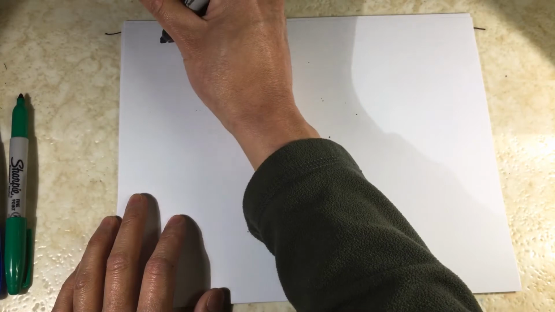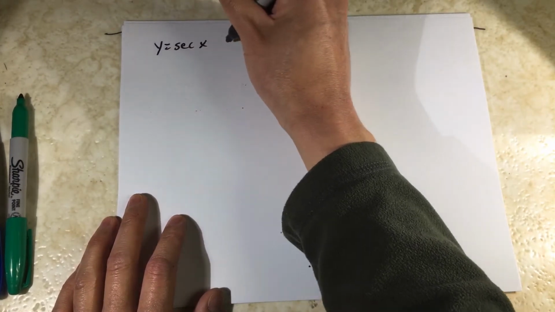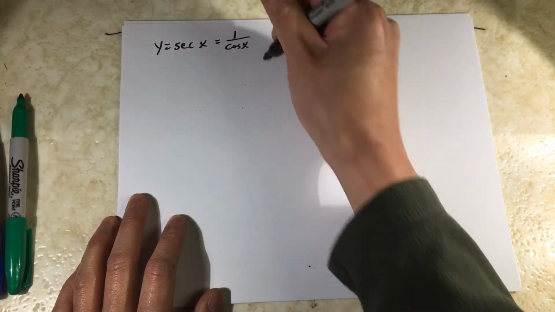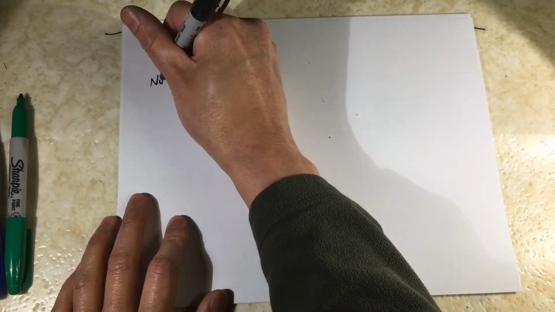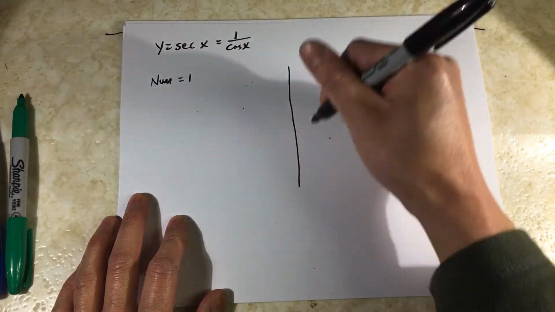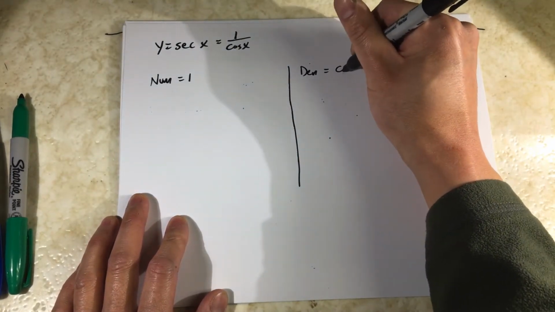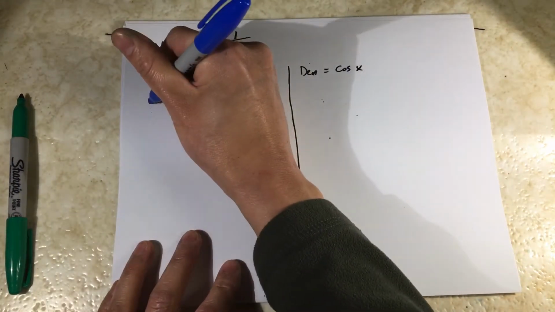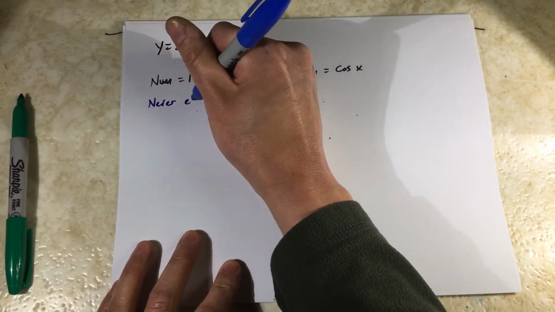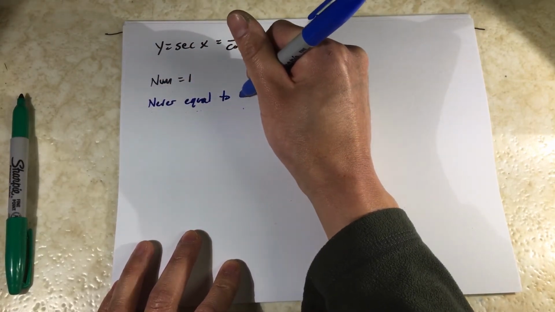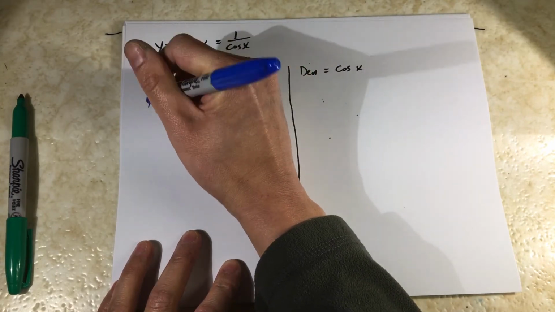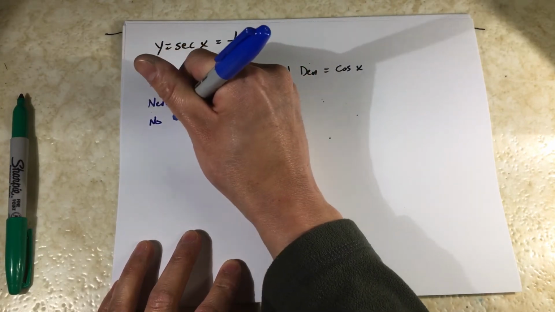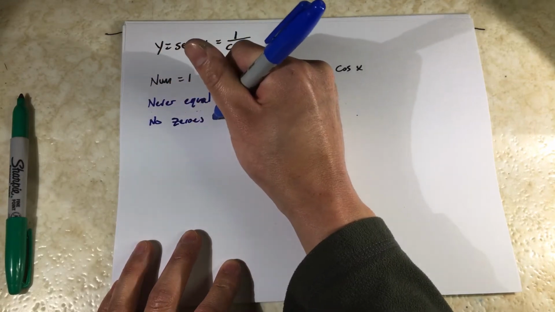All right, so hopefully you see the strategy. I mean, we're just going to do this for all four. So y equals secant of x, which is 1 over cosine of x. So again, we have the numerator is equal to 1, and we have the denominator equal to cosine of x. And so for the numerator, it's never equal to 0. So that means that there are no zeros on the graph.